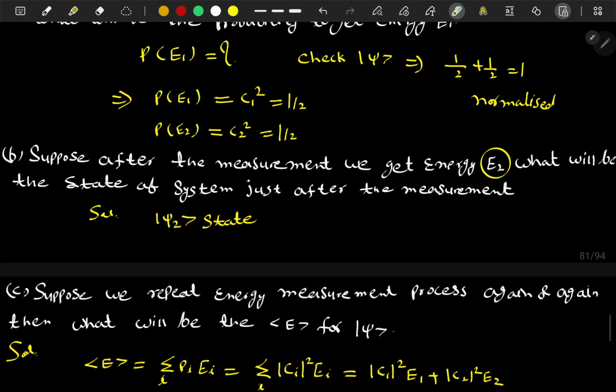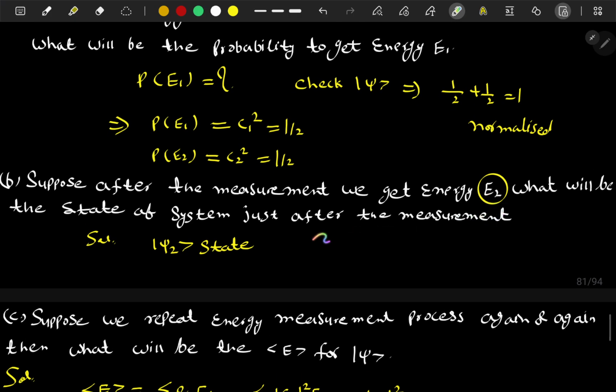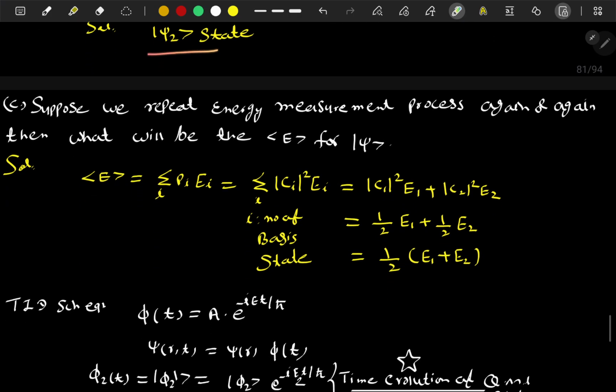Suppose after the measurement we get energy E2. What will be the state of the system just after the measurement? If we get the energy E2, then the corresponding state psi 2 will be there. Suppose we repeat the energy measurement again and again, then what will be the expectation value of energy for psi? By the shortcut method, the sum of Pi Ei means C1 squared E1 plus C2 squared E2, which is 1 by 2 E1 plus 1 by 2 E2.